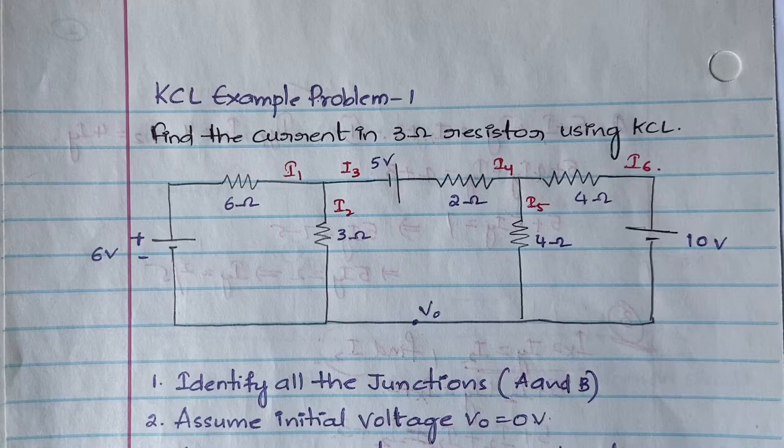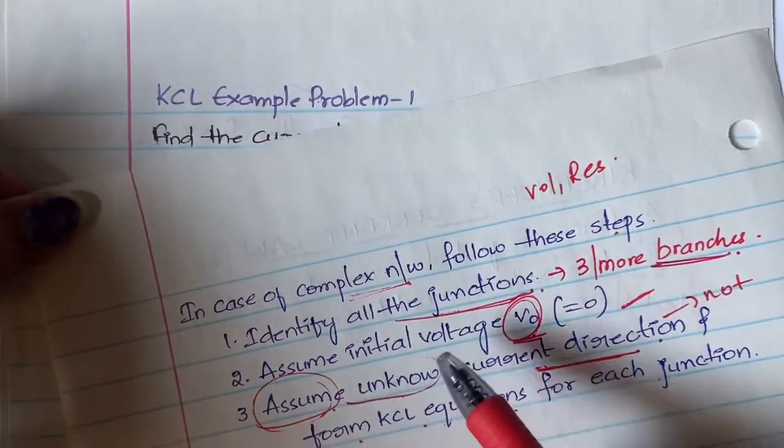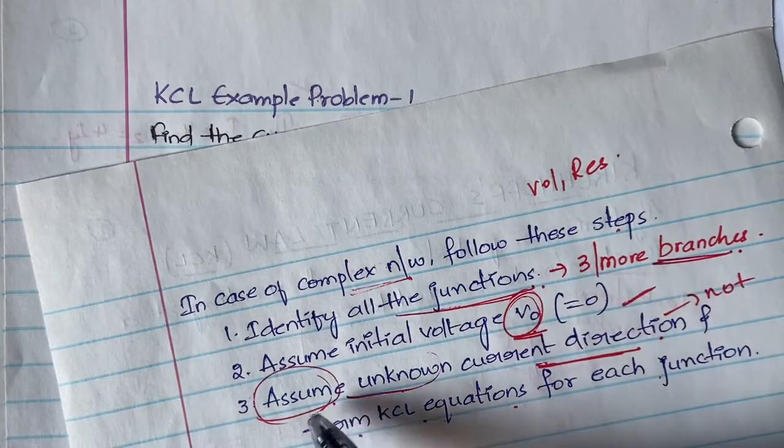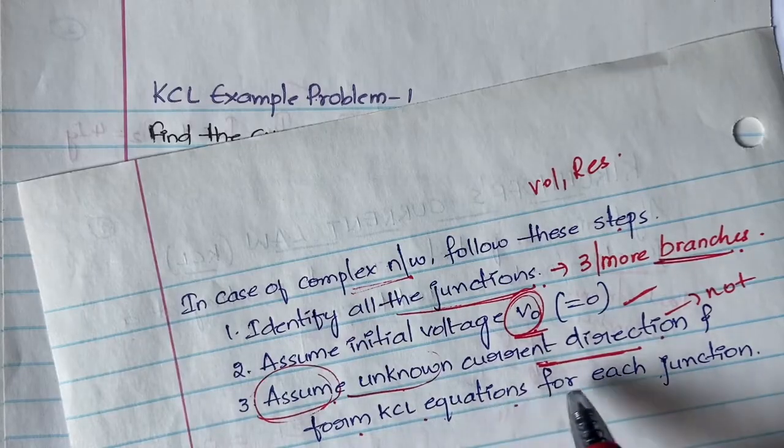Before getting into the video, I would recommend you watch my previous video where I explained the rules. Let us quickly revise those rules. First step, you have to identify all the junctions. Next, you have to assume the initial voltage V0, which is equal to 0. Then you have to assume the unknown current directions and form KCL equations.